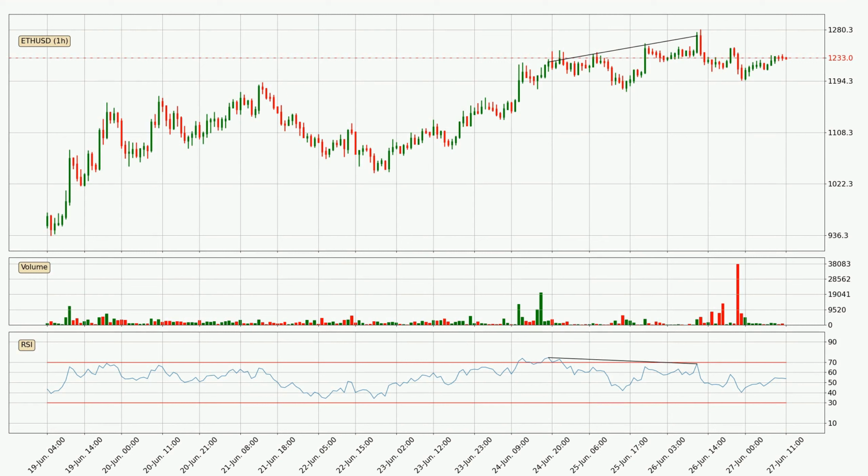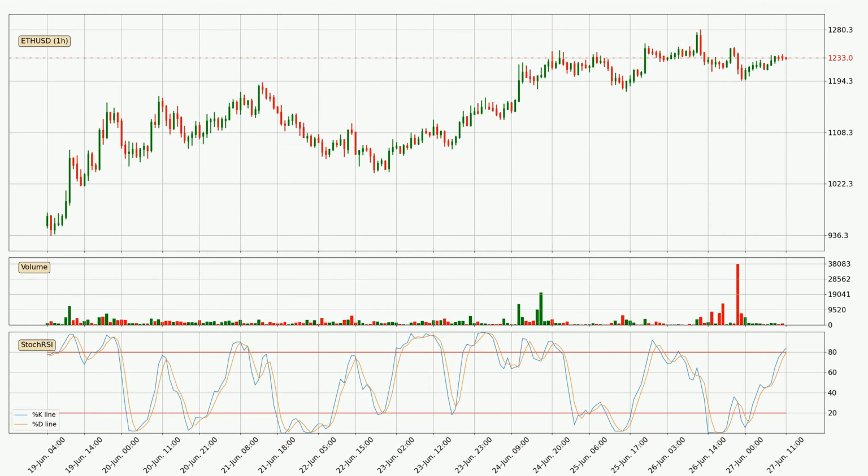On the lookout for divergences in the hourly time frame. Owing to the bearish divergence, the price has already gone down. Jumping to the hourly stochastic RSI, there are no signs of the stochastic RSI being oversold or overbought at this time, but the %K line is over the %D line, which means the current trend is to the upside.